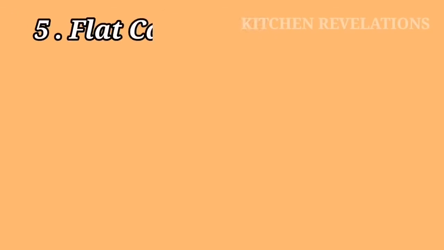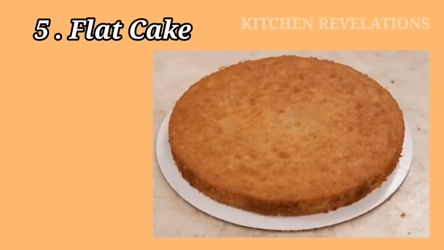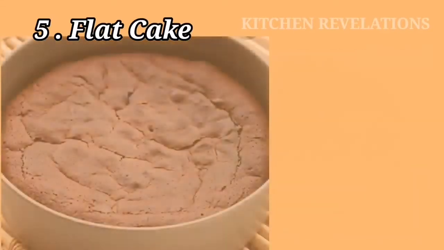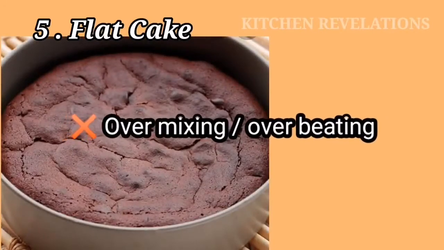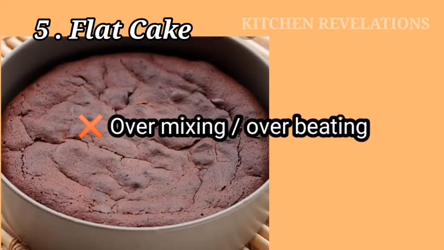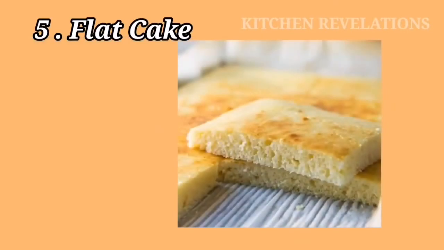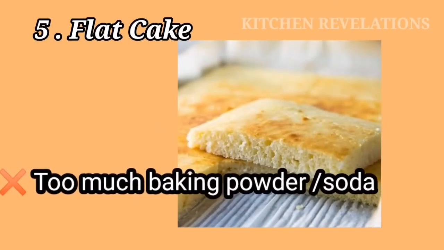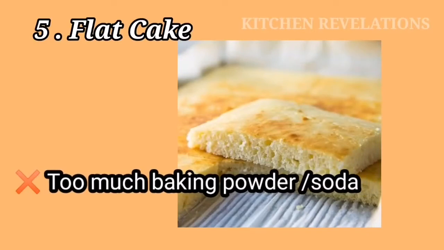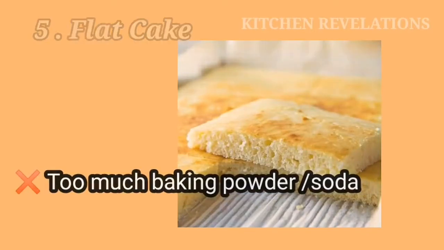The next problem is a flat cake. There are two mistakes or two reasons why your cake goes flat like a pancake and does not rise like a sponge cake. The first one is overmixing. Do not whisk for a longer period of time. As explained earlier, use cut and fold method. The second reason is usage of baking powder and soda. If you're using too much baking powder or soda or expired ones, it will result in a flat cake.